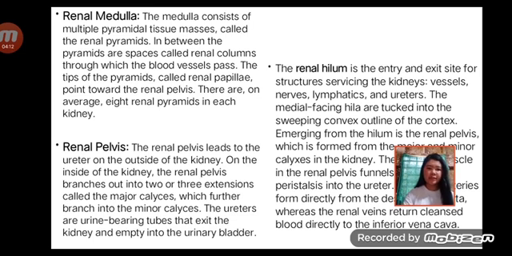Third is the renal pelvis. The renal pelvis leads to the ureter on the outside of the kidney. On the inside of the kidney, the renal pelvis branches out into 2 or 3 extensions called the major calyces, which further branch into the minor calyces. The ureters are urine-bearing tubes that exit the kidney and empty into the urinary bladder. So, the renal pelvis is the enlarged upper end of the ureter, the tube through which urine flows from the kidney to the urinary bladder. The renal pelvis is a large cavity that collects the urine as it's produced.